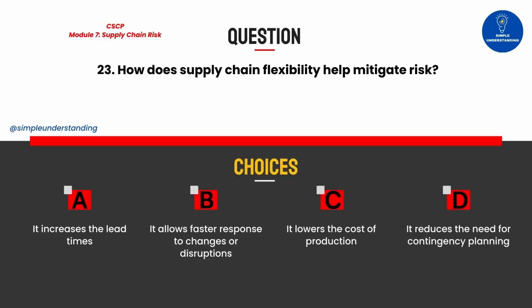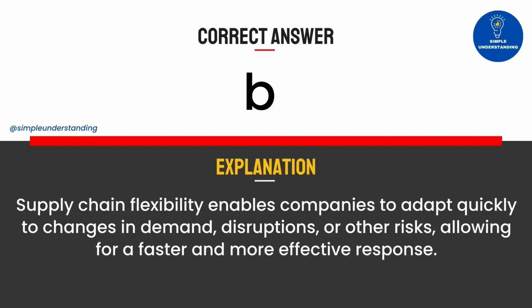23. How does supply chain flexibility help mitigate risk? A. It increases the lead times. B. It allows faster response to changes or disruptions. C. It lowers the cost of production. D. It reduces the need for contingency planning. Correct answer, B. Explanation. Supply chain flexibility enables companies to adapt quickly to changes in demand, disruptions, or other risks, allowing for a faster and more effective response.